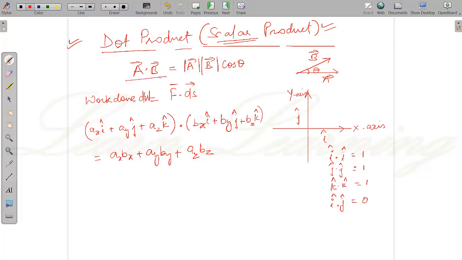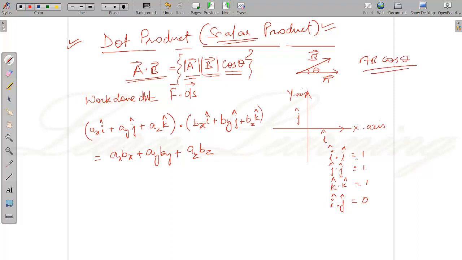So A vector dot B vector is equal to the magnitude of A times the magnitude of B times cos theta, and this is a scalar quantity. It doesn't have a direction. So there is a vector A and a vector B, and the angle between them is theta. A dot B basically gives you AB cos theta. Simply, that is just a magnitude.